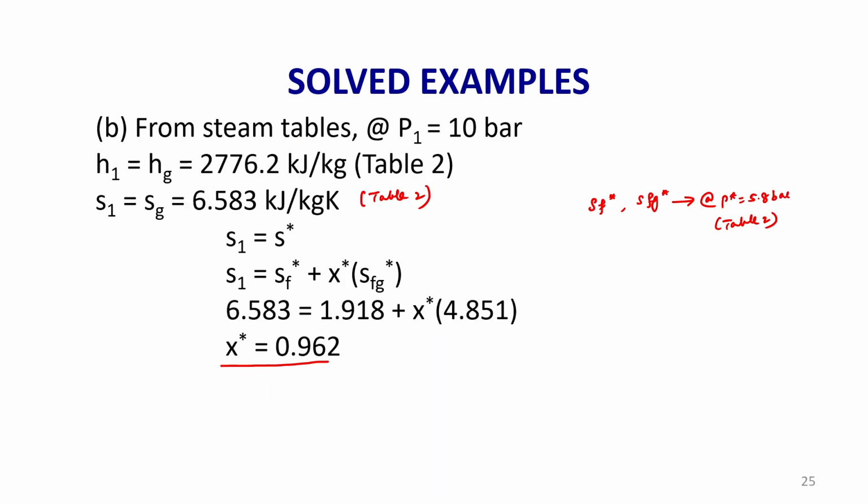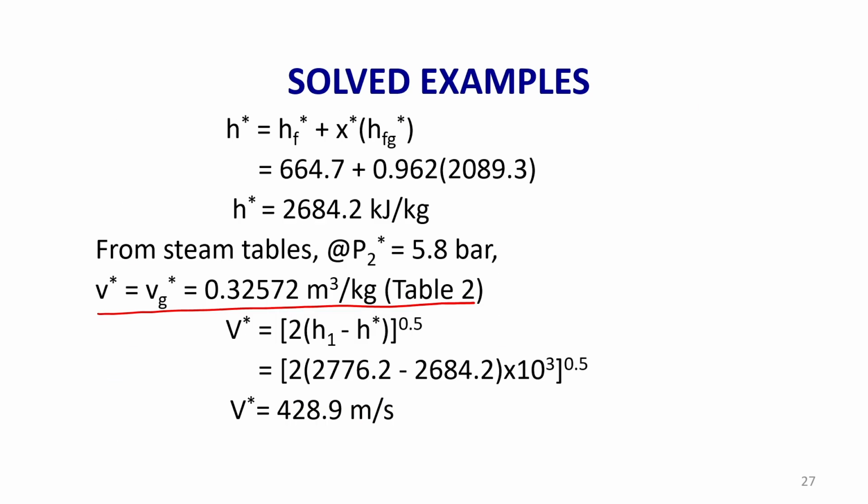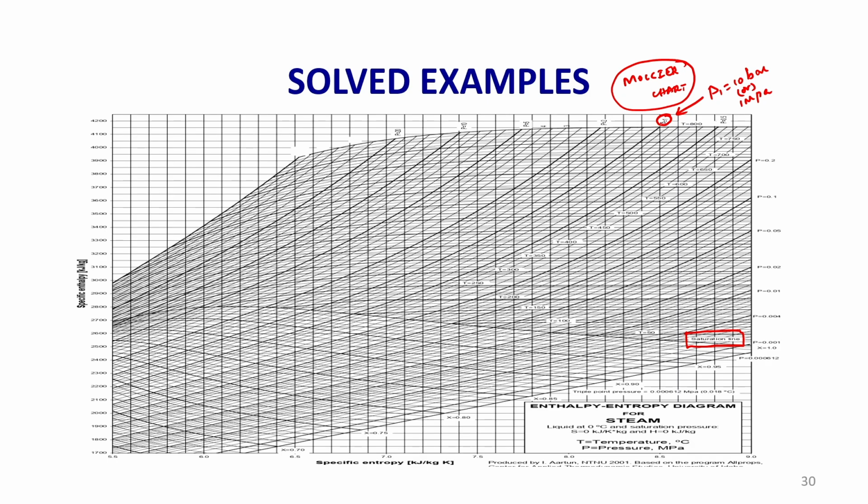What is the enthalpy? Here the enthalpy is 2776. So, if you plot this one, this is the 1 megapascal line. Where it is intersecting the saturation curve x equal to 1, it is intersecting at this point. So, this is state point 1.